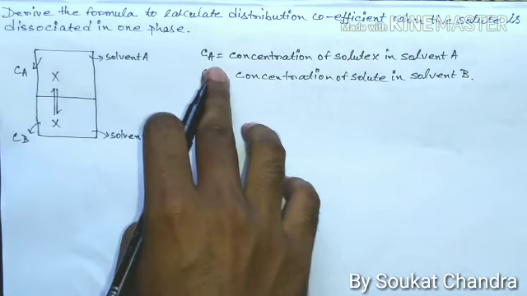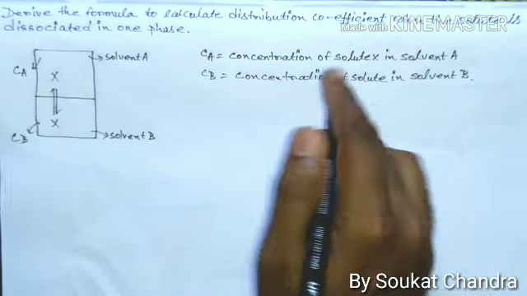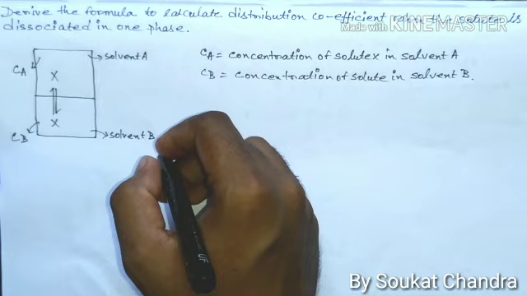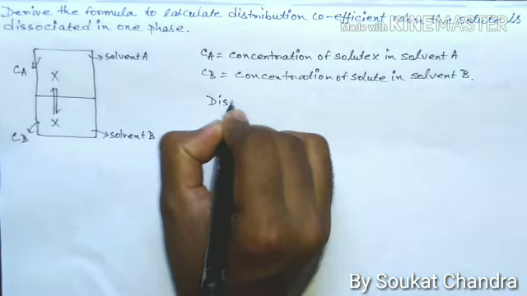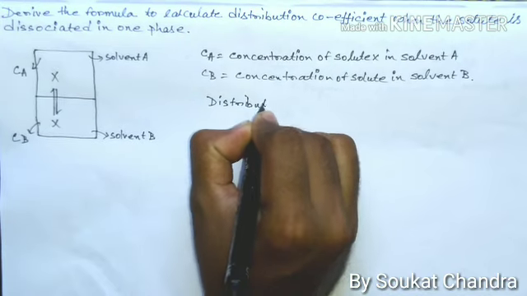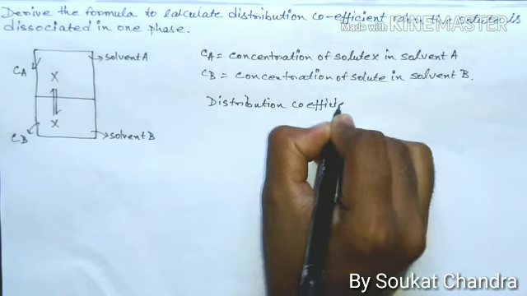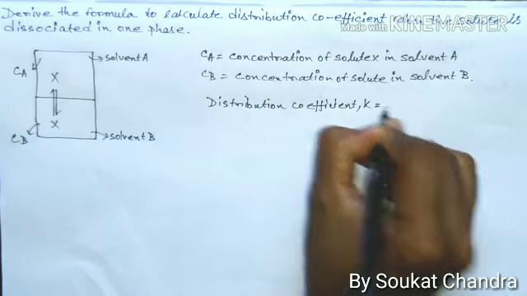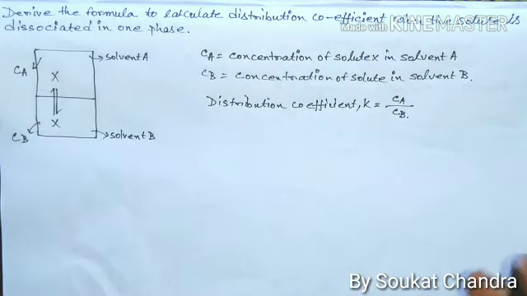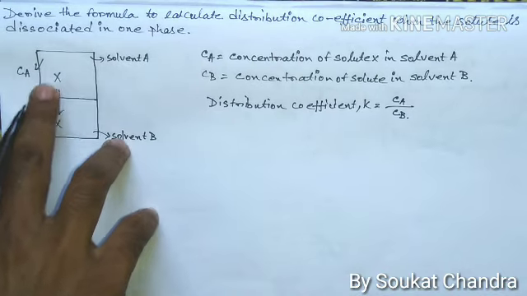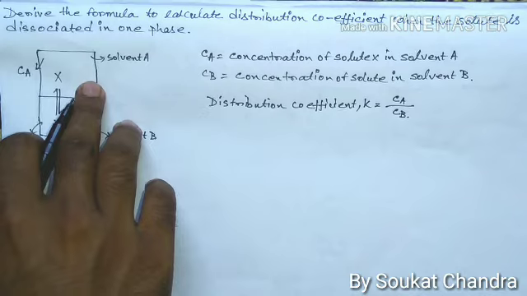If Ca and Cb are the equilibrium concentrations of the substance in solvent A and solvent B, then the equilibrium expression, that is the distribution coefficient, or K, stands for Ca by Cb. Now I am going to discuss when X is dissociated in one phase and undissociated in another phase.